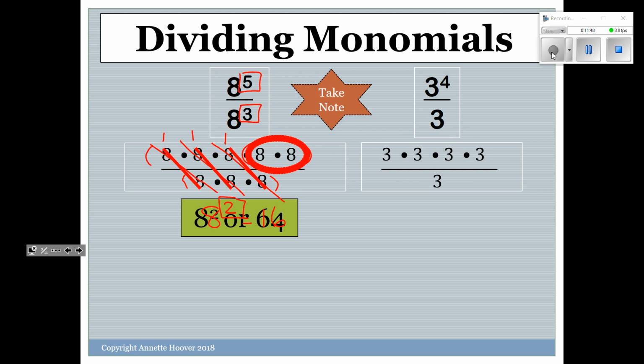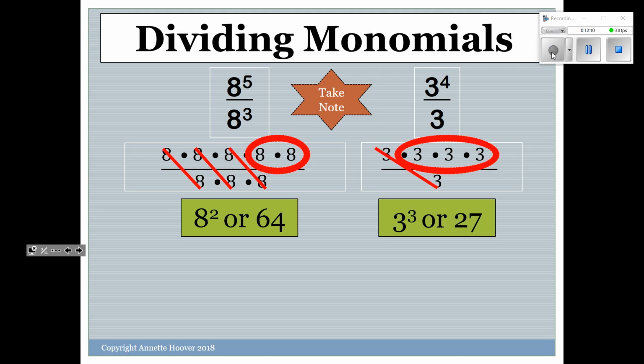Okay, and the next one, we have 3 to the 4th power divided by 3 to the 1st power. So that means 3 times 3 times 3 times 3 on the top, divided by 3 on the bottom. So one of the 3s on top cancels out the only 3 on the bottom, and what's left? On top you have 3 multiplied by itself 3 times, which is 3 cubed, or 27. Notice again we subtracted the exponents. We had 3 to the 4th power divided by 3 to the 1st power. So 4 minus 1 is 3.